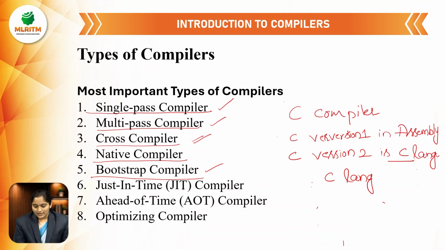And the next one, the just-in-time compiler. This type of compiler doesn't compile the entire code at one time before execution.